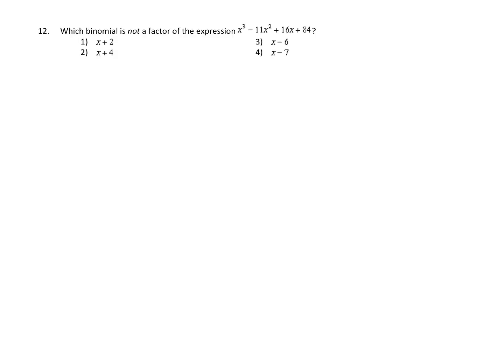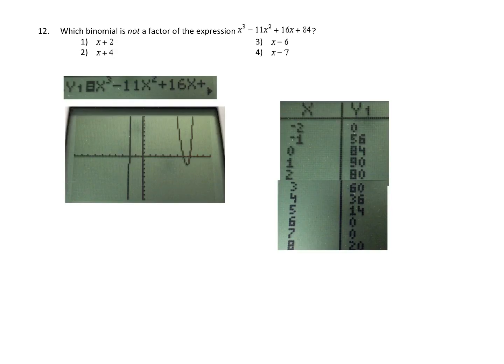Okay, so number 12, which binomial is not a factor of the expression? Now, I know some of you may have tried to factor this by grouping, but when you do, the parentheses do not match up. So we need to come up with a plan B. Honestly, what I would do is I would just go to y equals in my calculator and plug this in. And we know that wherever there's a 0, the factor should have the opposite sign. Okay, so you go to y equals, plug in this expression, and you could either look at the graph or look at the table of values.